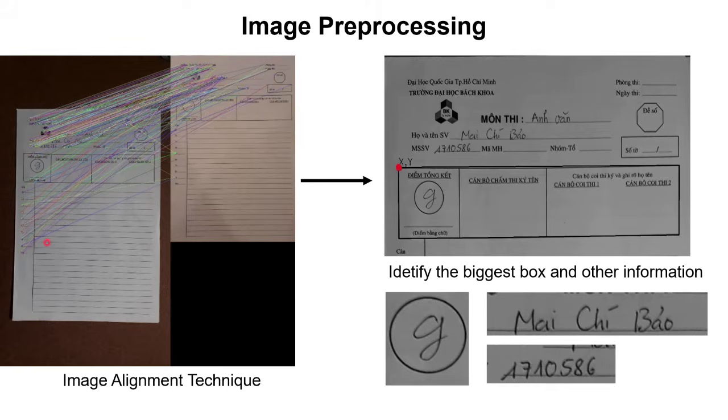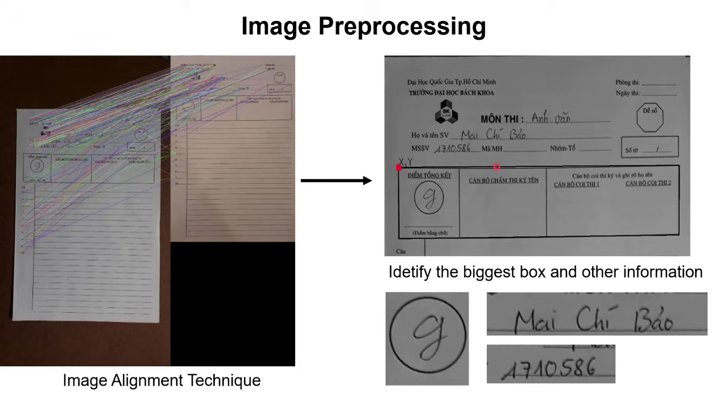And furthermore, the test paper is not in the right angle for recognition. Here I have an image alignment technique. I would compare the input image to the sample with the corner, the edge, and the right image. Here is the result of the image alignment technique. After that, I grayscale and blur to remove noise.